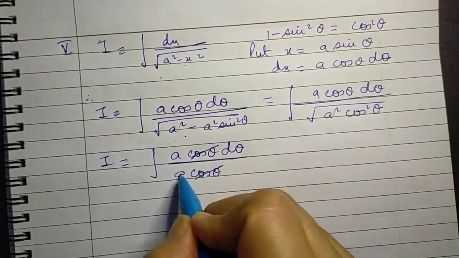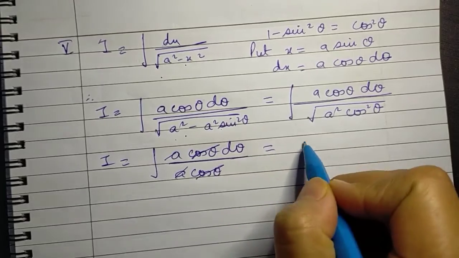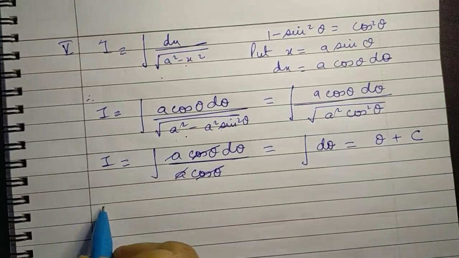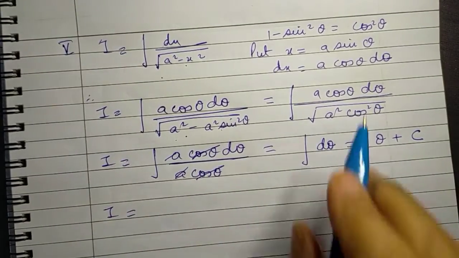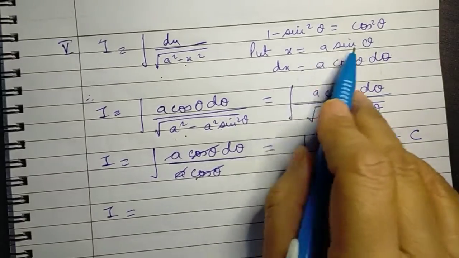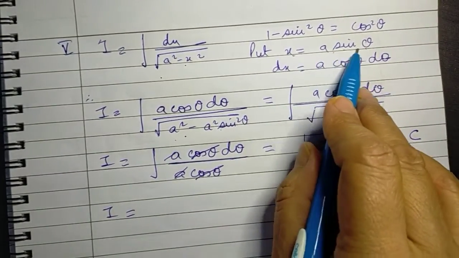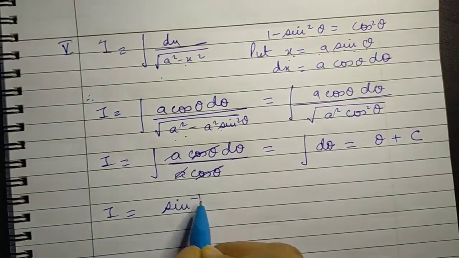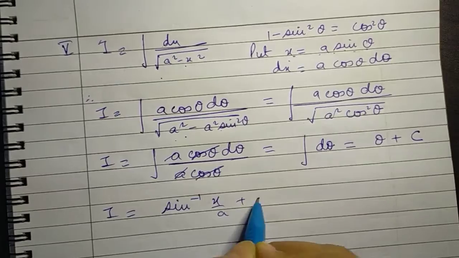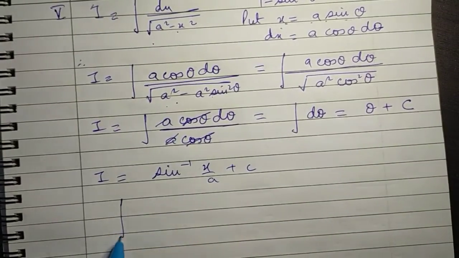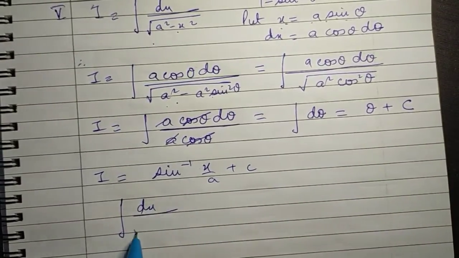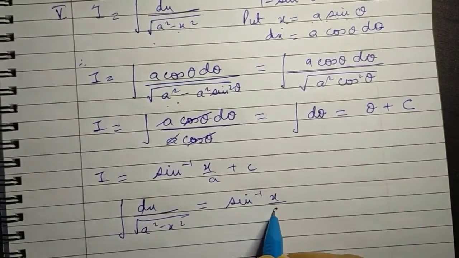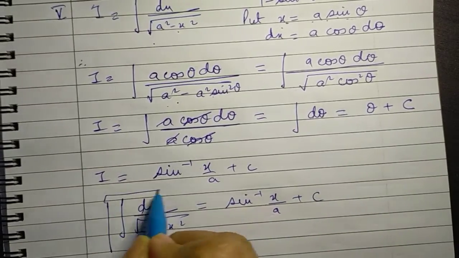Now this cos theta gets cancelled, a gets cancelled, we are left with only d theta, which gives us theta plus a constant. Now again x is equal to a sine theta, so from here you get sine theta is x upon a, and so theta is equal to sine inverse x upon a plus c. So the result of the integral of dx over under root of a squared minus x squared comes out to be sine inverse x upon a plus a constant.